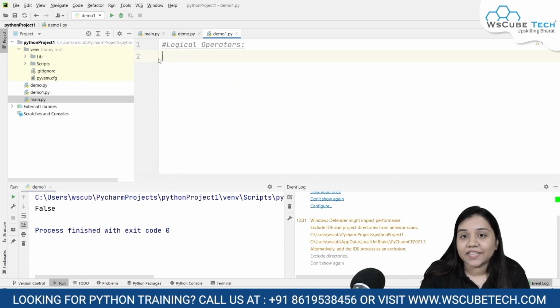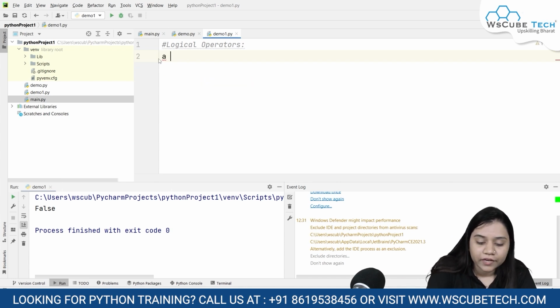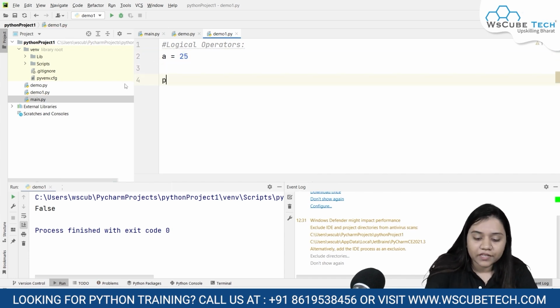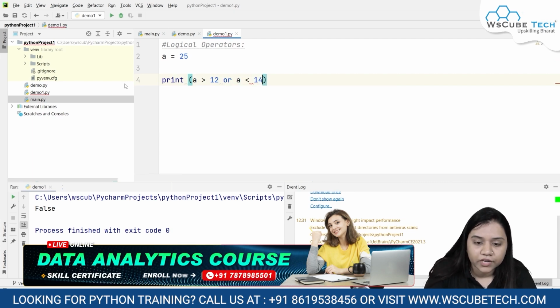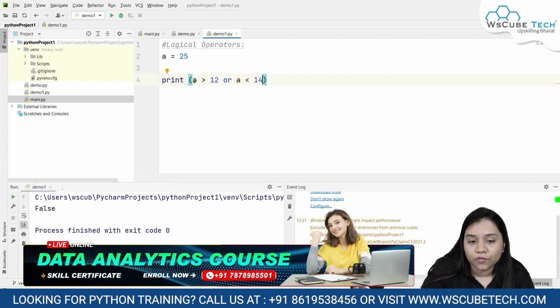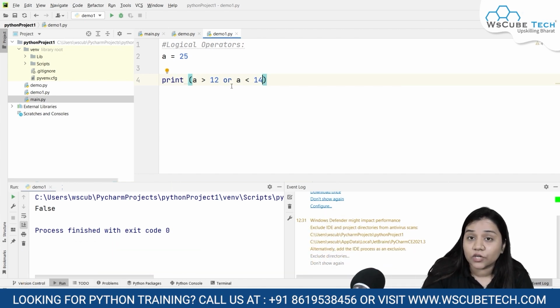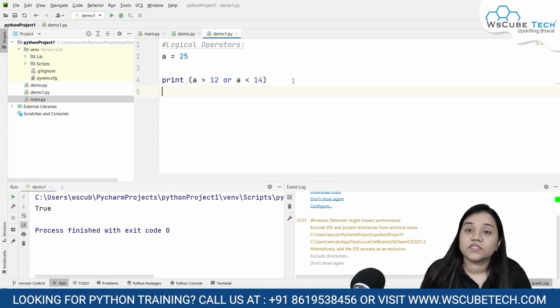Now let's consider a case of the OR operator. For OR, again I am using 25 as a variable. So I'm going to print over here that A should be greater than 12, and because we are using the OR operator, I will use an OR in between, that A should be smaller than 14. Now what is happening over here is that A is satisfying only one of the conditions, that A is greater than 12. A is not smaller than 14, but it is greater than 12. So this was our OR operator, where even if only one of the conditions is satisfied, it gives us true.